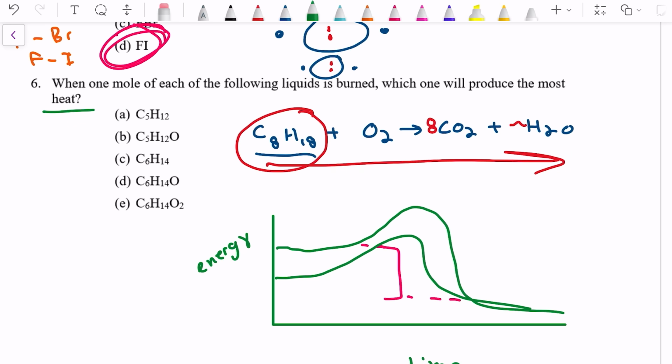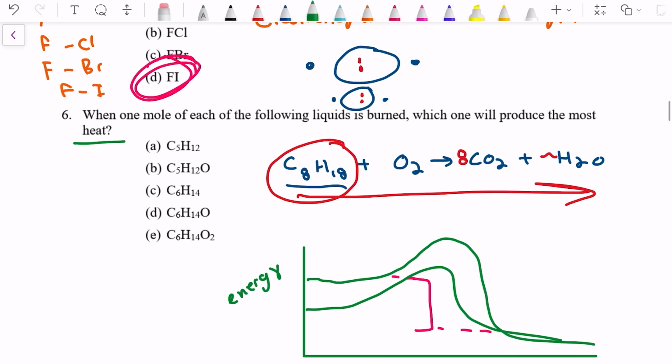Anyways, this one's kind of just a memorization question. You need to know 2 trends. Hydrocarbons are going to release more heat and be more combustible than something that has oxygen in it, so it's not one of these ones. And bigger hydrocarbons are going to release more energy. 6C.